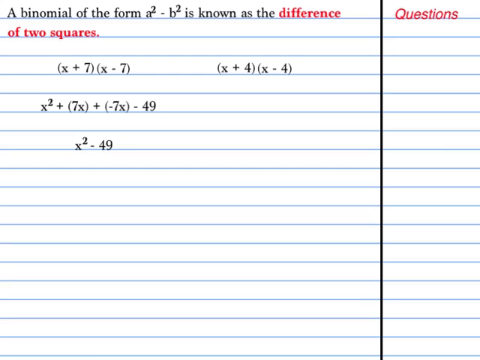Let's take a peek at another example. Once again, keeping an eye out for any of those similarities or differences, something that's going to give you a pattern you can latch onto. So x times x is x². I'm going to have 4 times x, negative 4 times x, and then a positive 4 times a negative 4, which gives me a negative 16. Once again, I notice that my like terms will cancel each other out, leaving me with x² − 16.